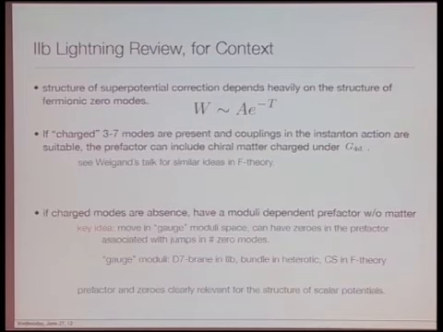So the lightning review that I would like to remind you of is that the structure of superpotential corrections due to instantons depends heavily on the structure of fermionic zero modes. In particular, one of the types of zero modes that is very crucial in type IIB is charged 3-7 modes. If they're present and there are certain couplings in the instanton action, if those couplings are of a suitable form, the prefactor can include fields that are chiral matter fields charged under G4D. And this is very important in type II because, for example, Majorana neutrino masses are always forbidden. The 10-10-5 Yukawa coupling in SU(5) GUTs that gives the top quark its mass is always forbidden.